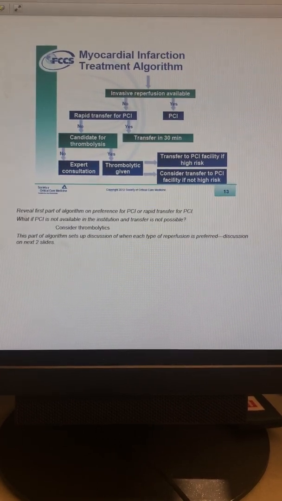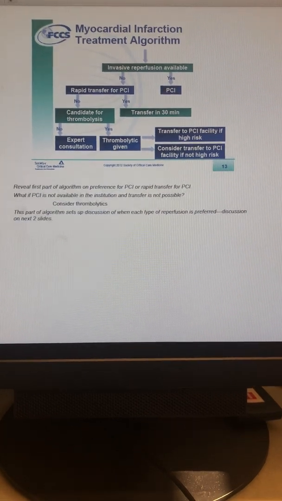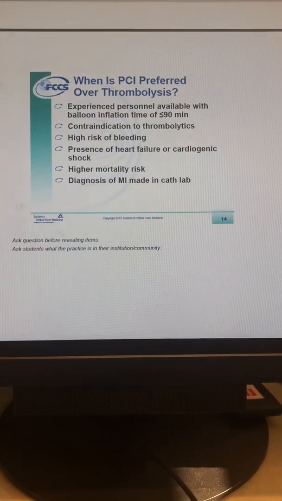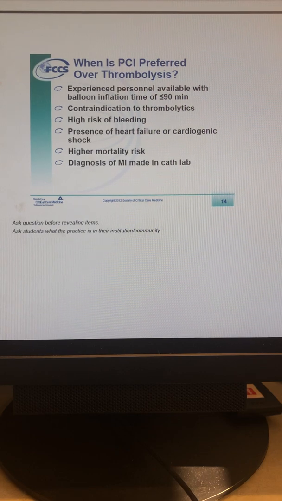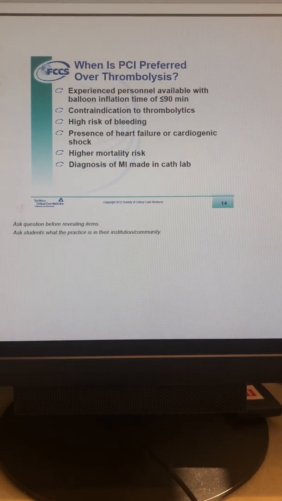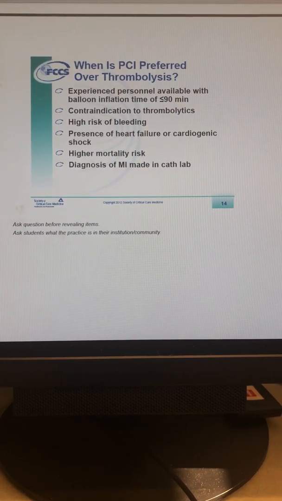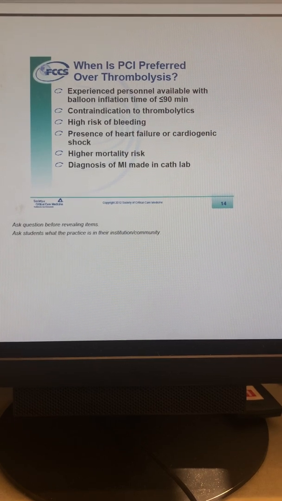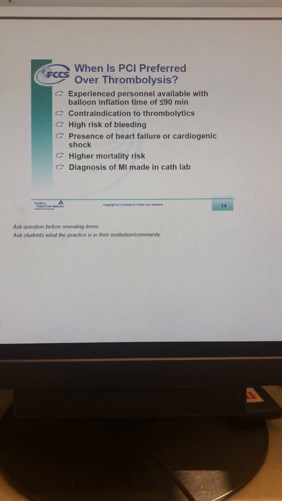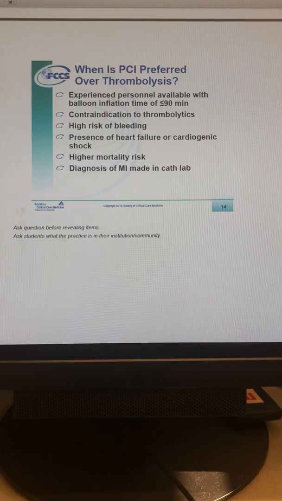And then that takes you to a different set of questions. Do they have a contraindication for thrombolytics? If they do, then you don't give them thrombolytics and you treat them conservatively. If they don't have any contraindications, then you give them thrombolytics.